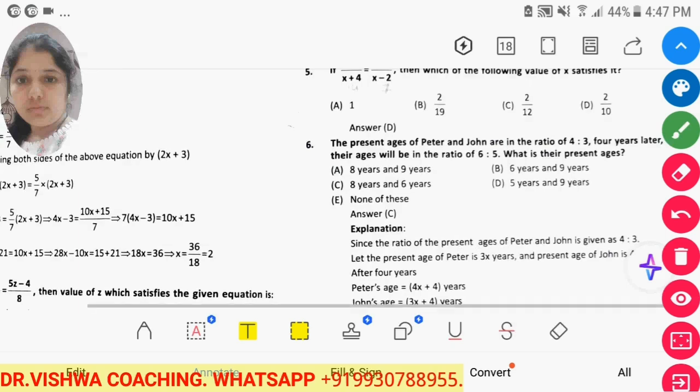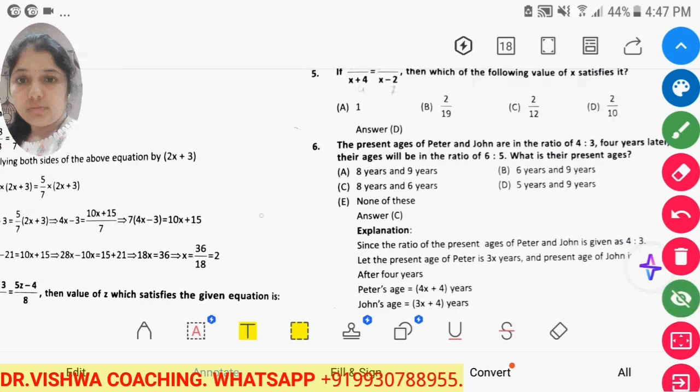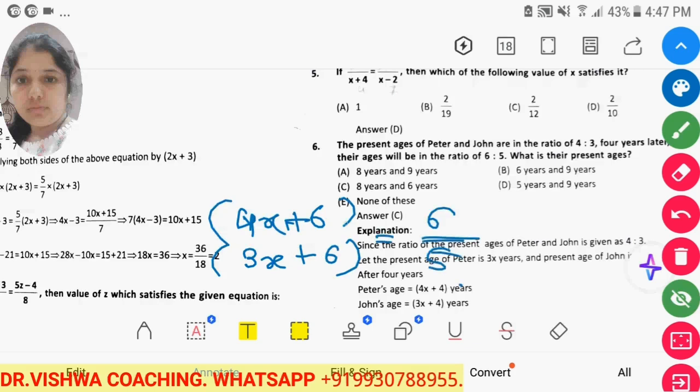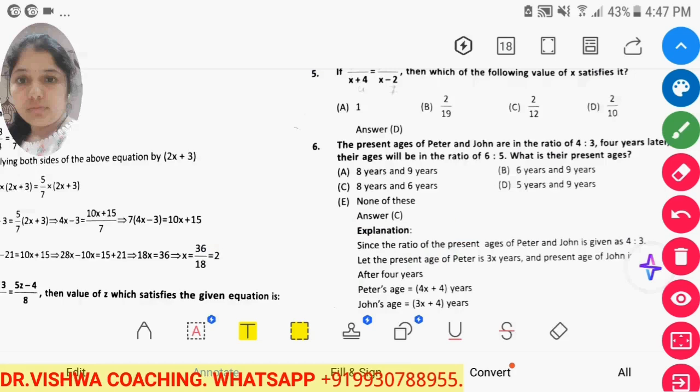Since the ratio of present ages is 4:3, their ages are assumed as 4x and 3x. After 6 years, the ages become 4x plus 6 and 3x plus 6, and the ratio given is 6:5. So you have to solve (4x plus 6) divided by (3x plus 6) is equal to 6:5. Now cross multiply, bring the variable to one side and the constant term to the other side, and find the value of x.